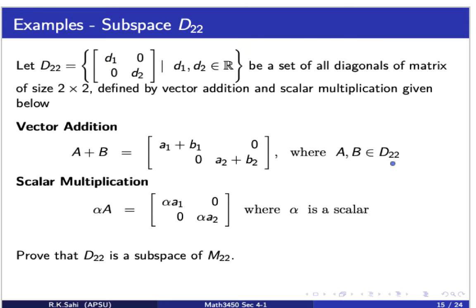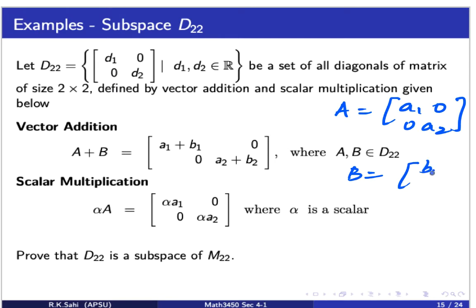If I have two vectors in D22, my vector A is A1, 0, 0, A2. My vector B is B1, 0, 0, B2. So I have two matrices, A and B, in D22. When I add them, I'm basically adding the corresponding elements: A1 plus B1, 0, 0, A2 plus B2. If I have an element A and I multiply it by a scalar alpha, then alpha times A is alpha A1, 0, 0, alpha A2, defined in this form.